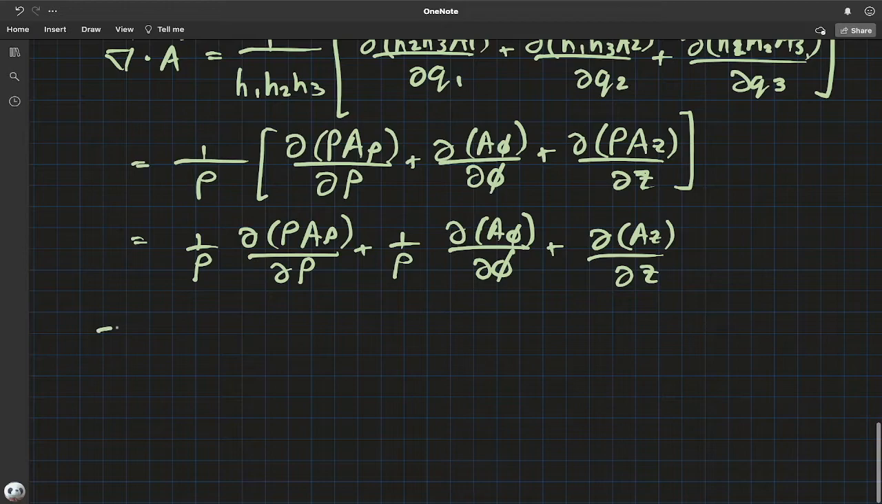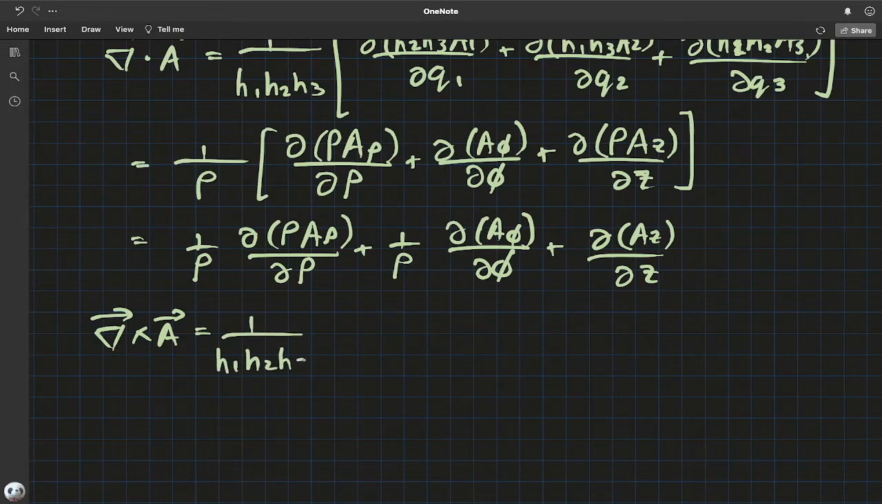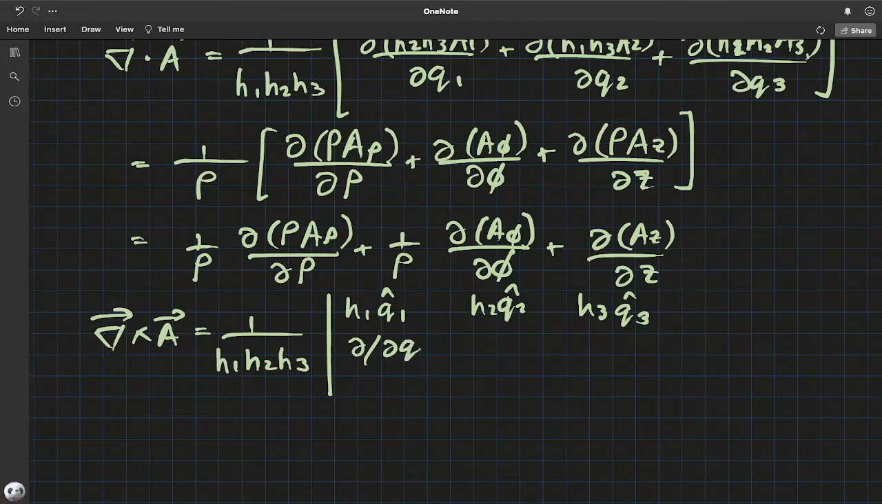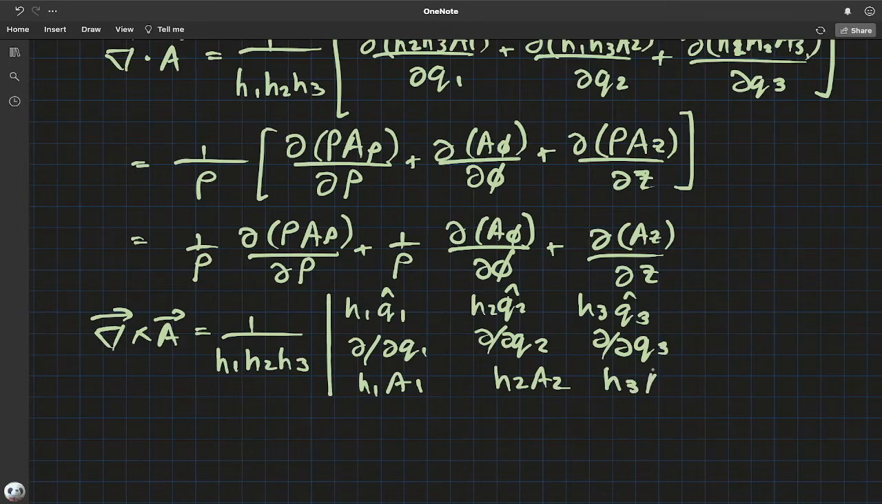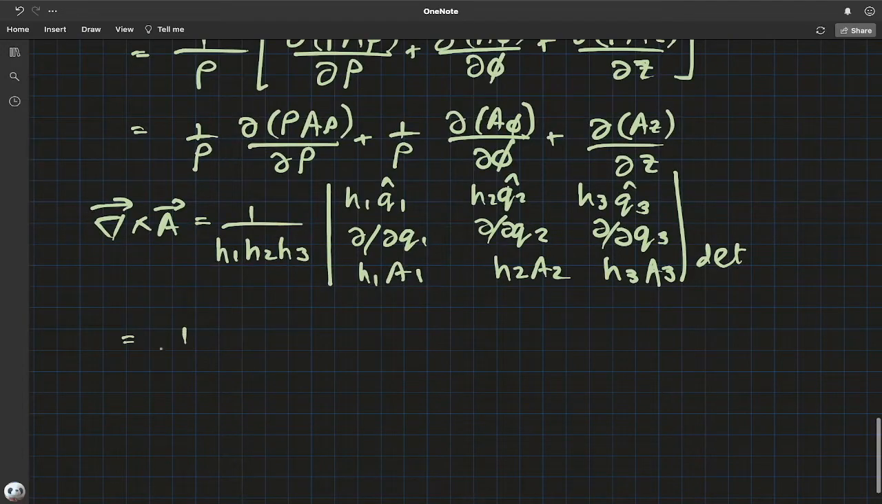Okay, what about the curl of vector field A? Remember the formula is 1 over h1 h2 h3 times the determinant of the matrix with rows h1 q1 hat, h2 q2 hat, h3 q3 hat; partial with respect to q1, q2, q3; and h1 a1, h2 a2, h3 a3. So just substitute everything in.